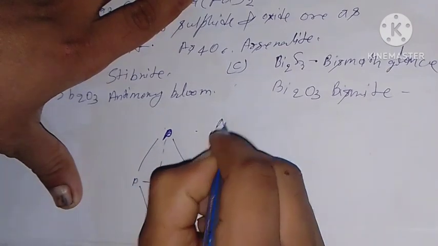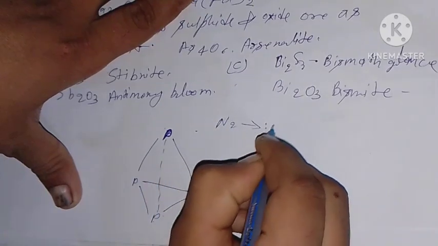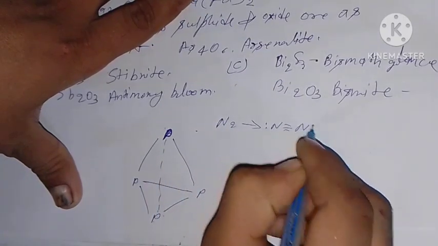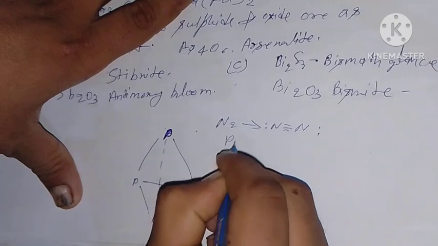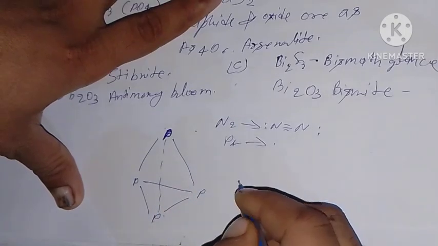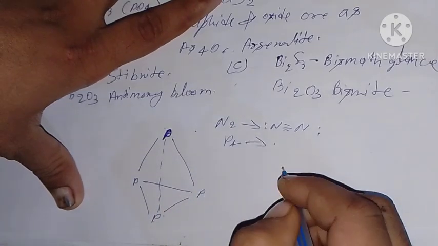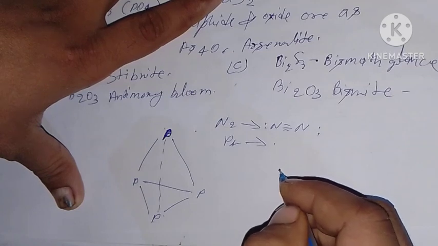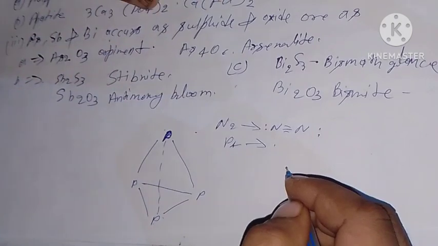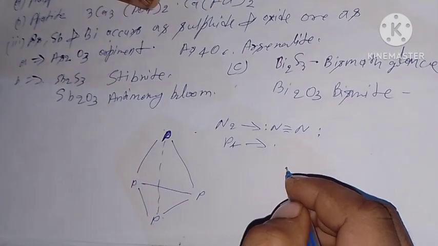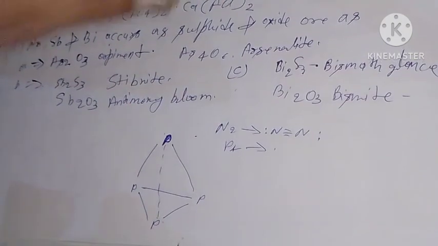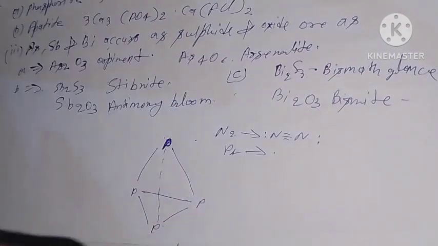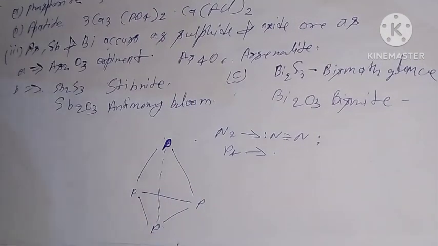This is N2, nitrogen triple bond nitrogen, and P4. Due to the large size of phosphorus, a pi bond is not possible due to pπ-pπ overlap, and so P2 does not exist. Next is chemical properties and compounds of group 15 elements.